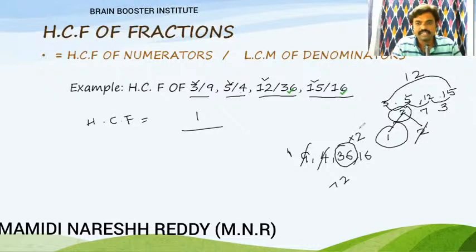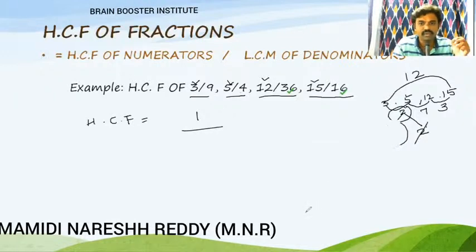Let us take 3. 36 threes is nothing but 108. 108 is also not a multiple of 16.